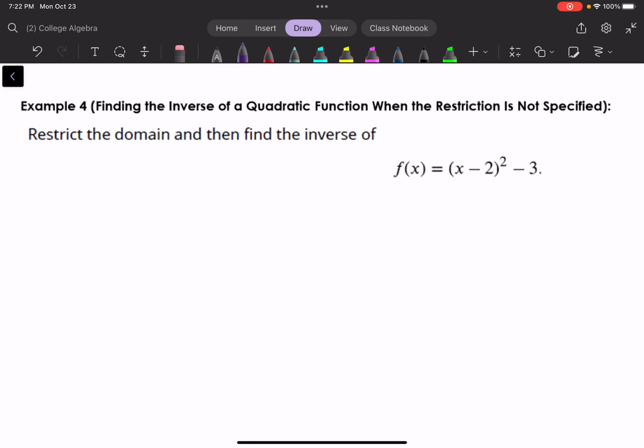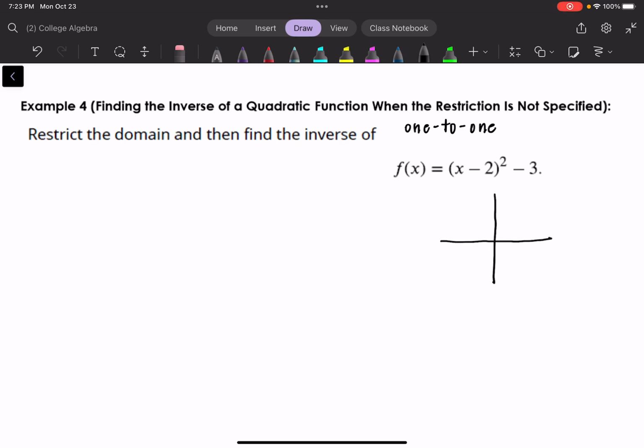All right, so in example 4, we actually are going to need to restrict the domain ourselves. This is finding the inverse of a quadratic when the restriction is not specified. So remember, in order to find the inverse of a function, we have to restrict the domain to make it 1 to 1. So in order for that to happen, we need to find the interval on which this function is 1 to 1.